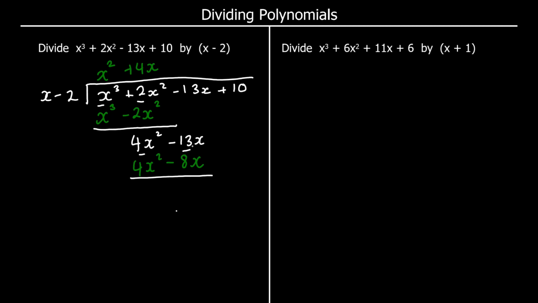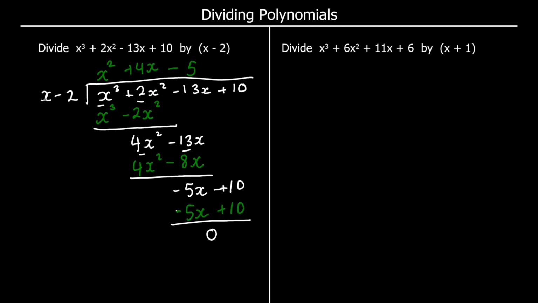Negative 13x minus negative 8x. So negative 13 plus 8. That will be negative 5x. Bring down the 10. And then we repeat the same steps again for the last time. So negative 5x over x is negative 5. Negative 5 times x, negative 5x. Negative 5 times negative 2 is plus 10. And we can see if we take away, we're left with 0. There's no remainder, nothing's left.